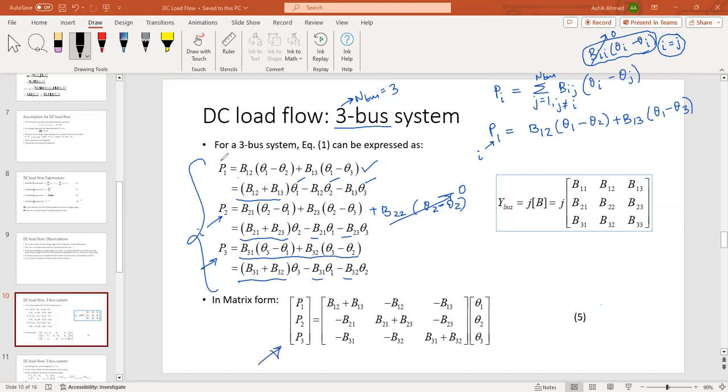Now, these three expressions, simply we have written in the matrix form. So we have on the left-hand side, 3 elements of the vector P, or P injection vector of 3 elements, where 3 is the number of buses. So P1, P2, P3. The unknowns on the right-hand side are thetas. So these are the unknowns, bus voltage angles, and the remaining things are the coefficients. So simply we pick the coefficients and fill up the blanks.